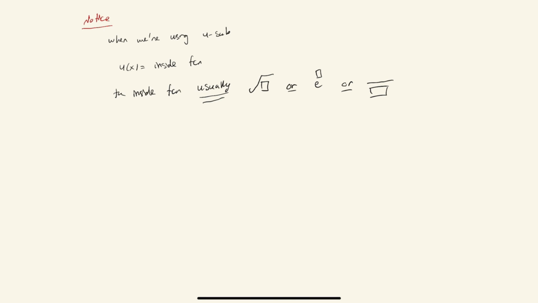Notice in here, when we are using u substitution, remember that u of x is going to be equal to the inside function. This is a tip. It's not always correct, but it's usually correct. That inside function is usually inside of a square root, or it's the exponent for e, or if we are given a fraction, it's the denominator. Again, this is usually the case, not always.